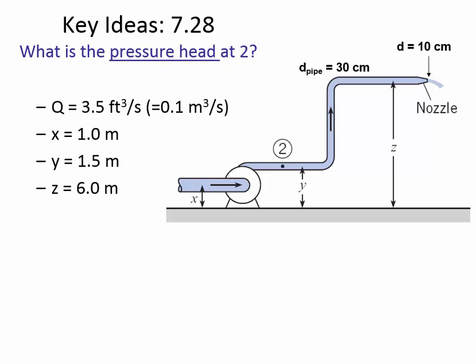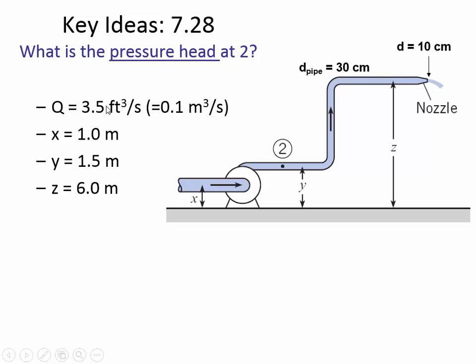This problem's a little bit unusual because if you look in your book, it gives you mixed units. It's defining the problem in terms of cubic feet per second for the flow rate, and then all the other dimensioning is given in meters. Now, if you've already solved the problem and you assumed that it was a misprint and it must have been 3.5 cubic meters per second, that's fine. No need to make a change.